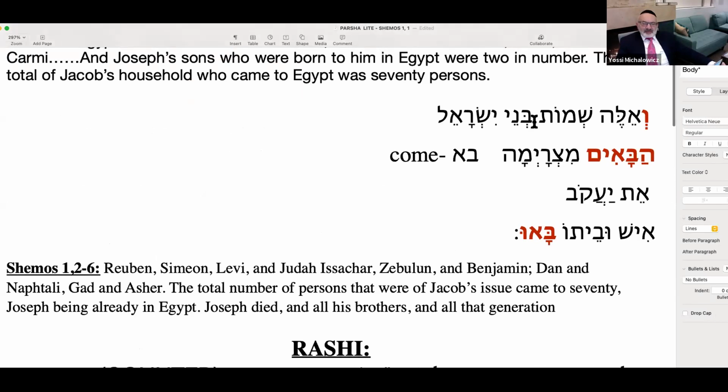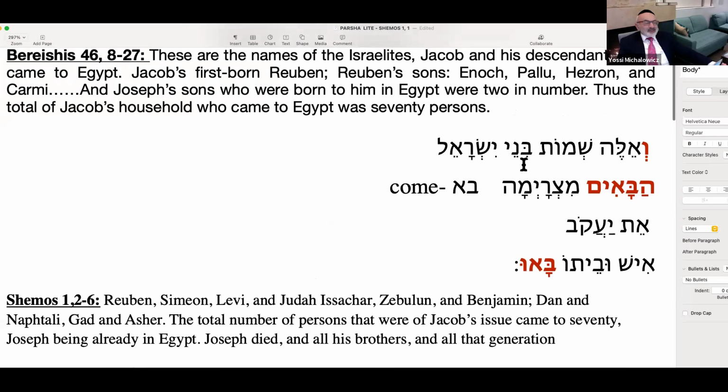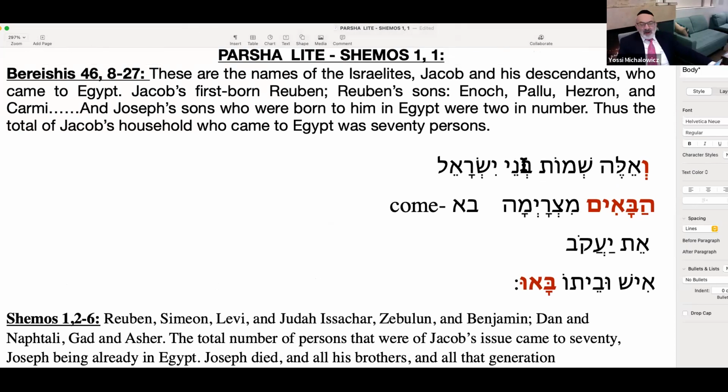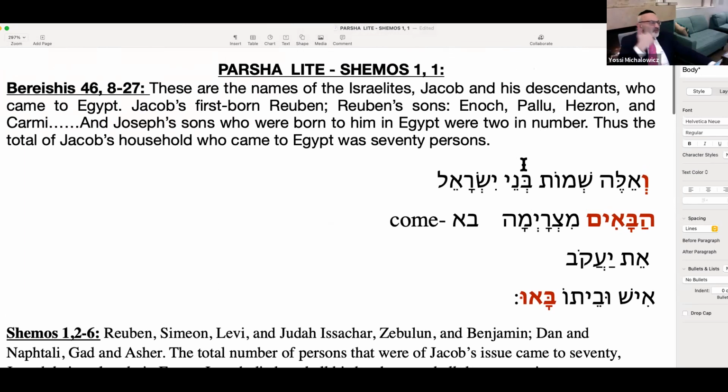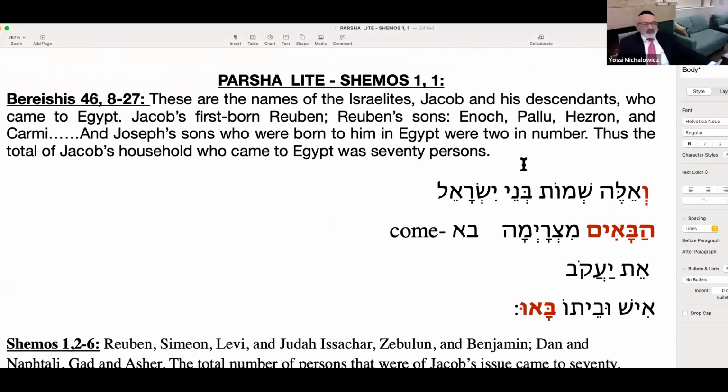These are the names of the sons of Yisrael who are coming to Egypt, with Yaakov, each man came. What's going on? Is it coming or is it came? Came, but they already... Well, yeah, now that's an even better question. Wait, what parsha are we in here? Shemos. Okay. What happened two parshas ago? They already came.